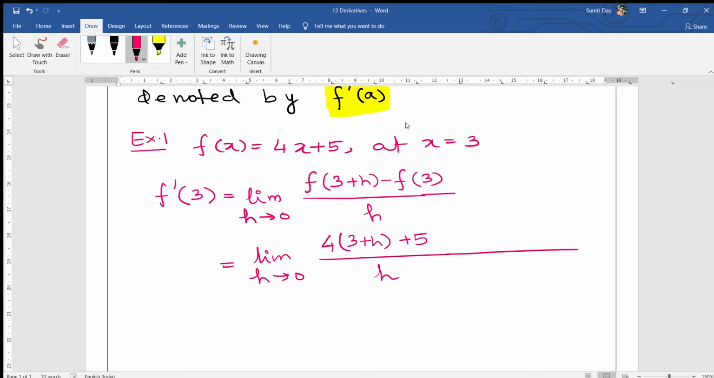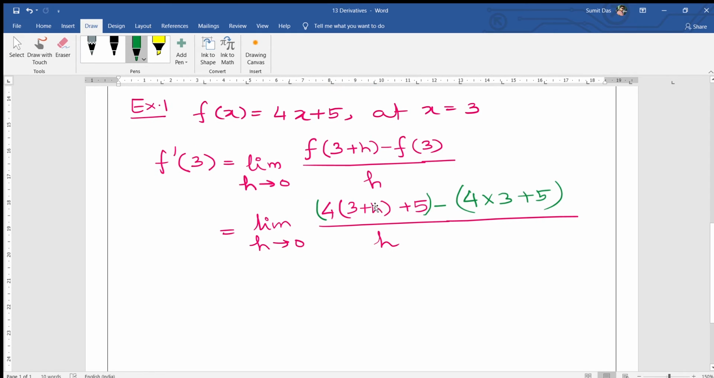Then we have to write f of 3. F of 3 will be 4 into 3 plus 5. Why am I using brackets? Because you will miss this sign. This is minus, so it will be a minus sign. If you don't use brackets, you will still write a plus sign. So it is better to write in brackets. I hope this part is understood: f of 3 plus h is 4x with x replaced by 3 plus h.